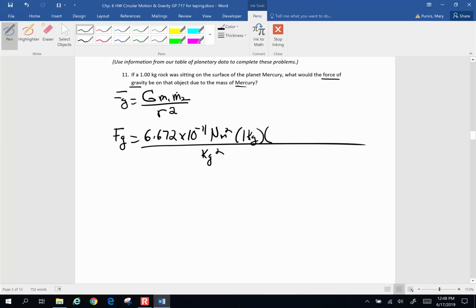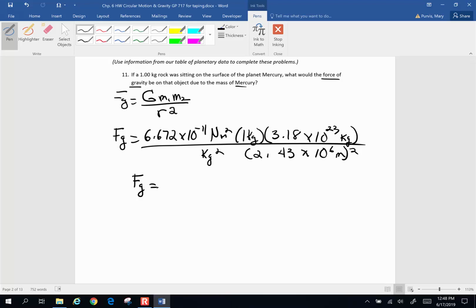If you look on the planetary data table I gave you in the beginning of the course, the mass of Mercury is 3.18 times 10 to the 23rd kilograms. And the radius of planet Mercury is 2.43 times 10 to the 6th meters, and that radius down below must be squared. So now we're going to pull this into our calculator. These problems aren't hard, but you have to pay attention to scientific notation.